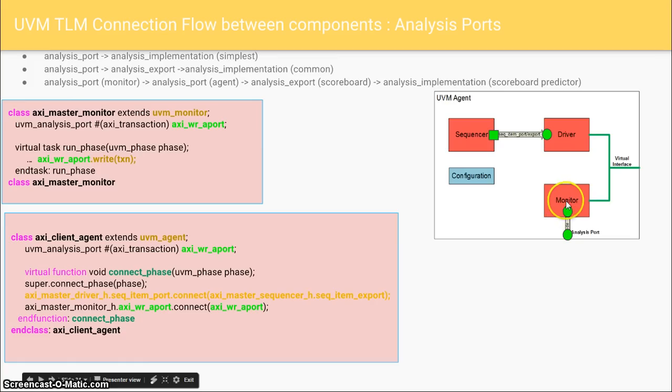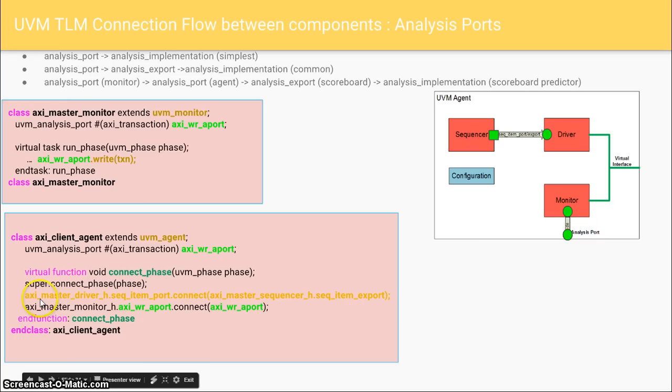Instead of directly connecting the monitor analysis port, we will be supplying an additional analysis port in the agent just to make your design more modularized. Thus we have to add an analysis port in the agent class. So in the agent class you will be adding a UVM analysis port parameterized with the transaction type, giving a particular name. So here AXIWR port is this particular green circle present in the UVM agent, and in the UVM agent connect phase function you should connect these analysis ports together.